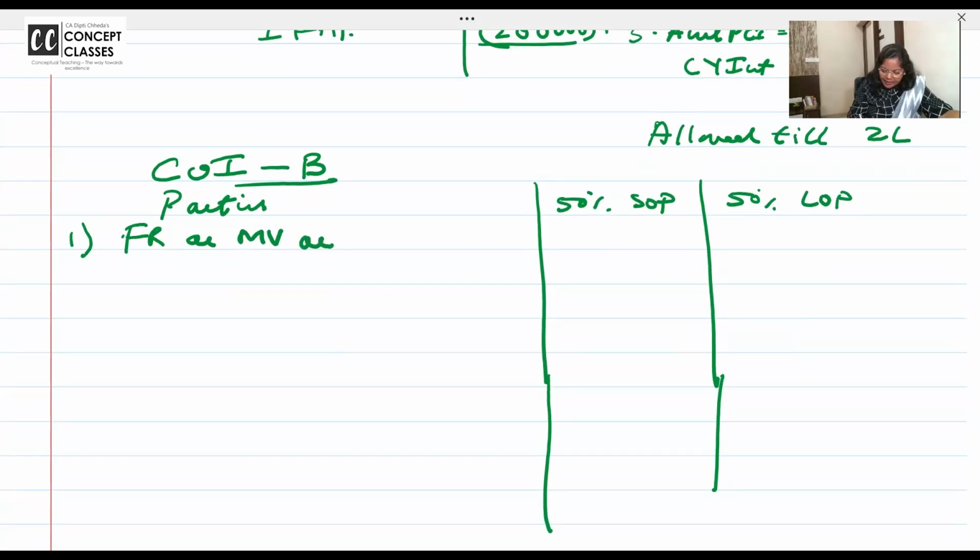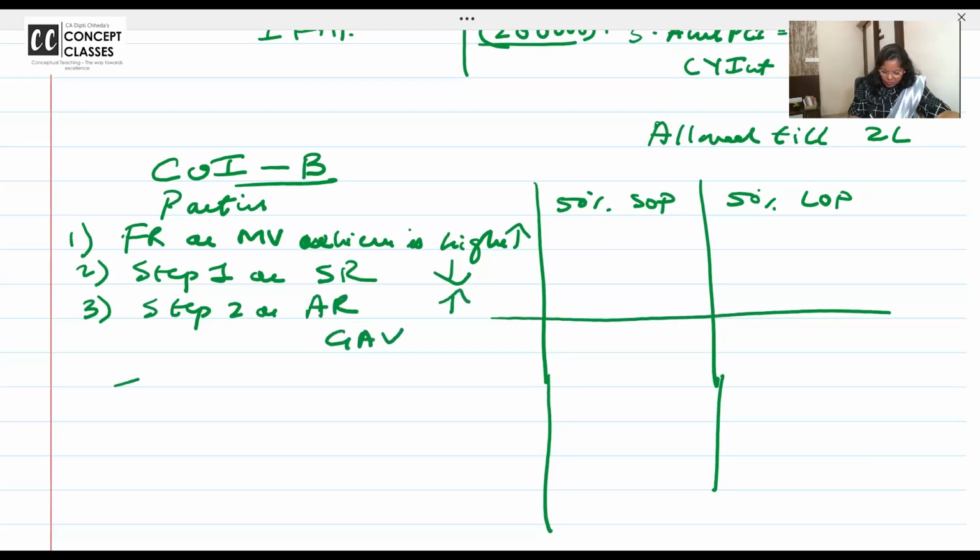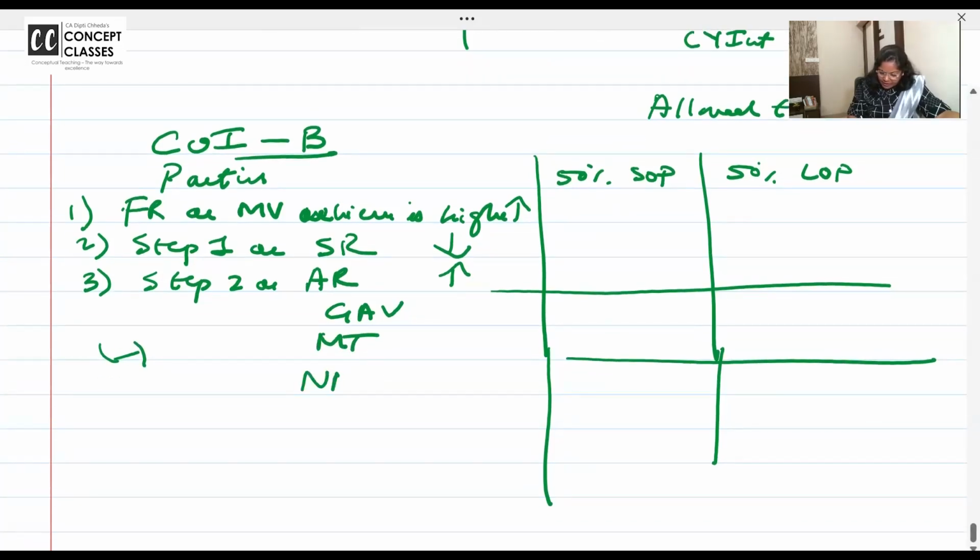Fair rent or municipal value, whichever is higher. Step 1 or standard rent, whichever is lower. Step 2 or actual rent, whichever is higher. This will give you GAV. Only if you write this will you get 2 marks, irrespective of your figures. But write nicely, don't leave it empty, write municipal tax.